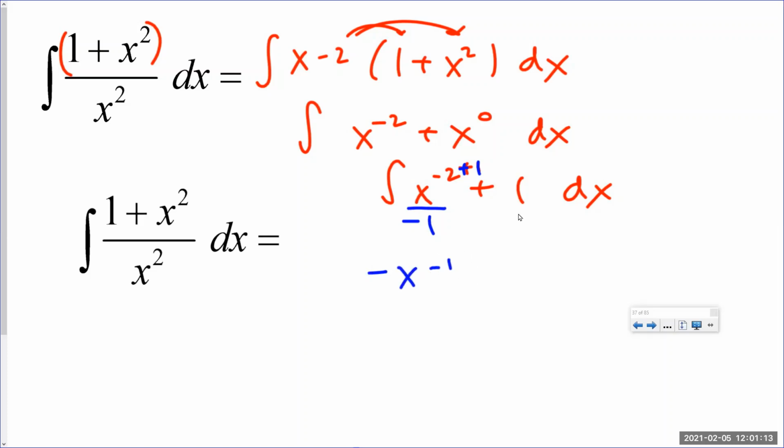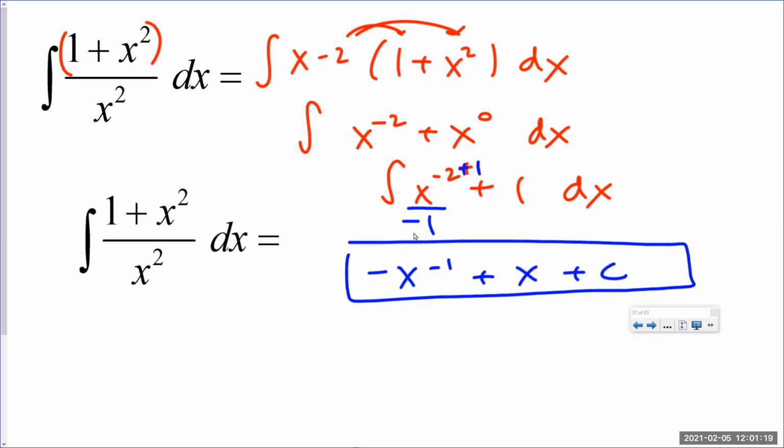And then what's the integral of 1? x. And I'm in good shape. I mean, this isn't the best format. It's not simplified for sure. But that's a great answer and the right answer.